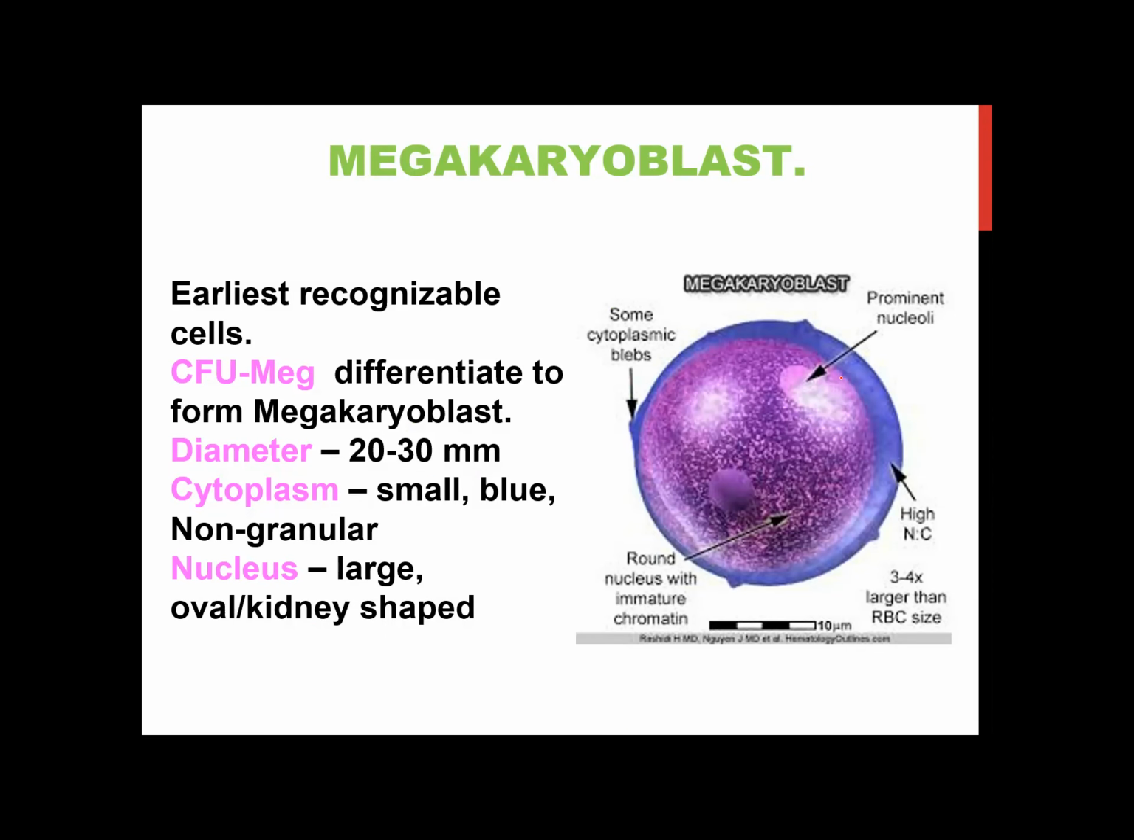Let's start with the first stage, your megakaryoblast. Now, the megakaryoblast is the earliest recognizable cell. CFU-MEG would differentiate to form a megakaryoblast. The megakaryoblast has a diameter of 20 to 30 micrometers. Cytoplasm is small, blue, and non-granular. The nucleus is large, oval, or kidney shaped.